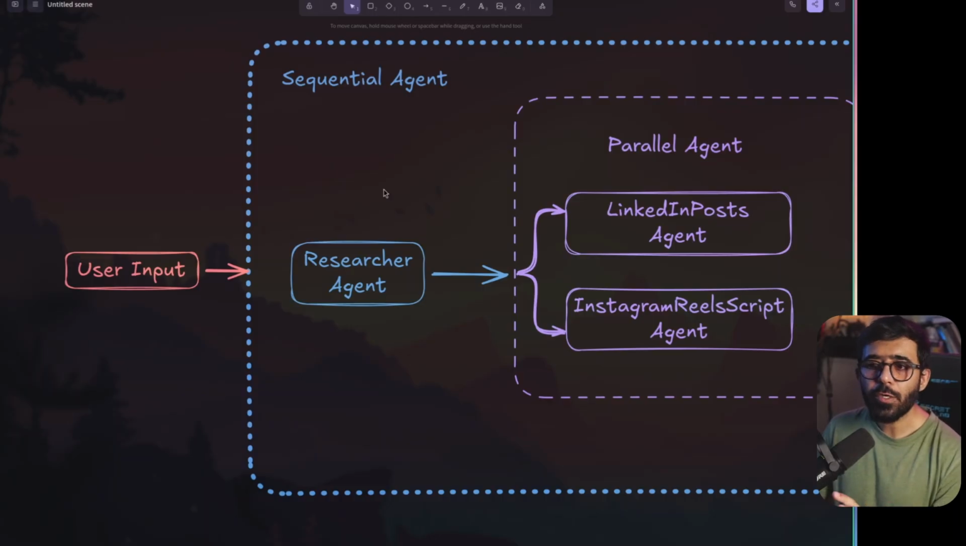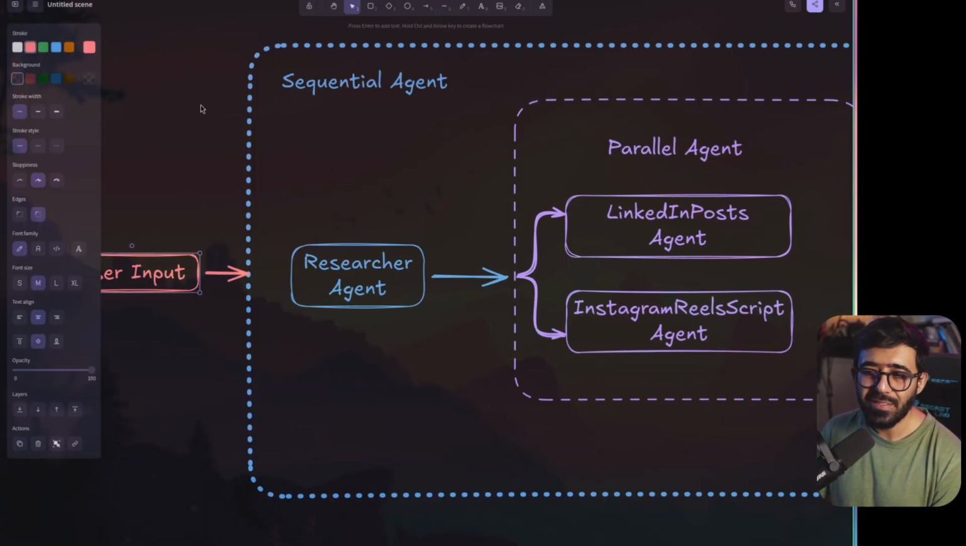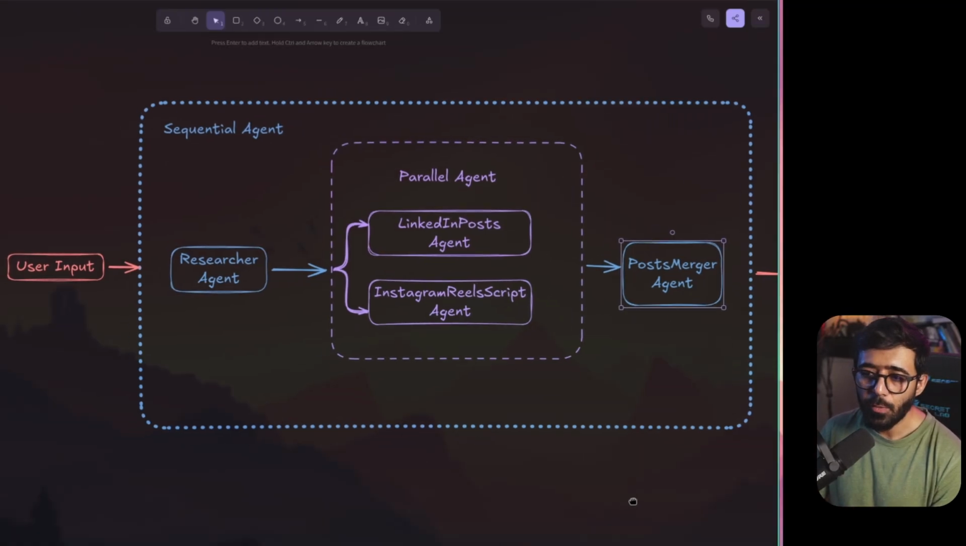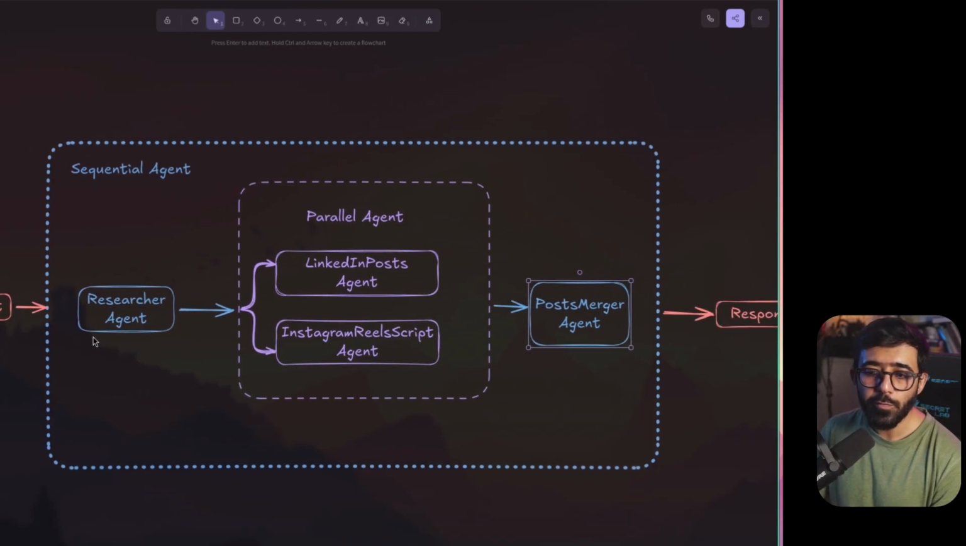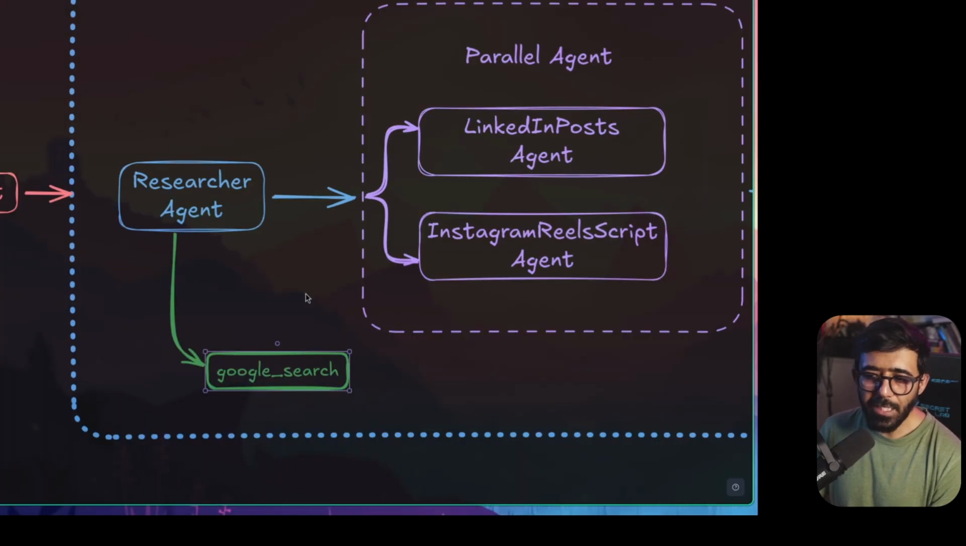Let me tell you what we are going to build and how it's going to work. We're going to have the user input and we are going to pass this into a sequential agent. The sequential agent would have three different things. One, the researcher agent. Second, a parallel agent. And third, a posts merger agent. What would happen is that the user input would first go through the researcher agent, which uses a Google tool. Let's actually visualize that as well. So here you can see that the researcher agent uses the Google search.